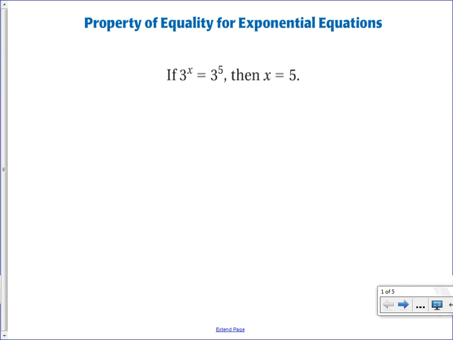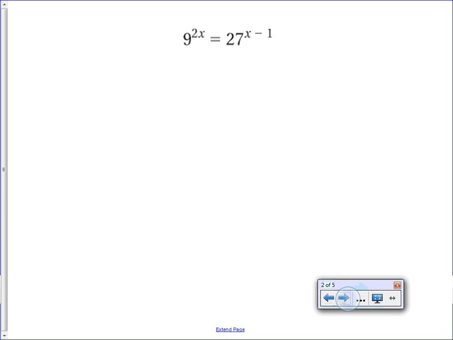So what you see on this slide is an example of the property of equality for exponential equations. It basically says that if you have the same base on both sides of the equation, then the exponents must be equal. So on the left in this example we have 3 to the x, and on the right we have 3 to the 5th. That means that x must equal 5. Kind of common sense. Let's see what it looks like in a more complicated setup.